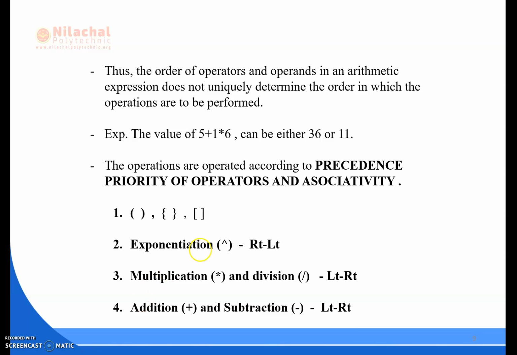So we have already seen the precedence priority of operators. First we have brackets, then the power sign, then multiplication and division, then addition and subtraction. But the question arises: if in one arithmetic operation we find a multiplication sign and a division sign, then what should be the precedence priority?